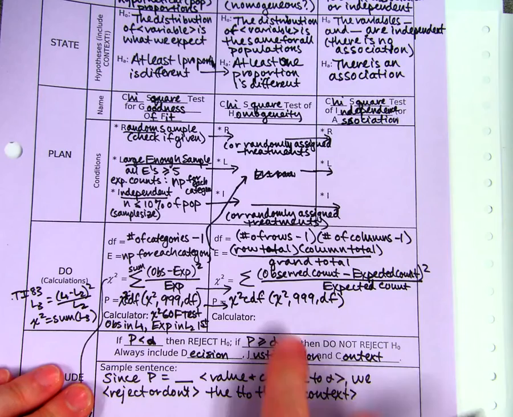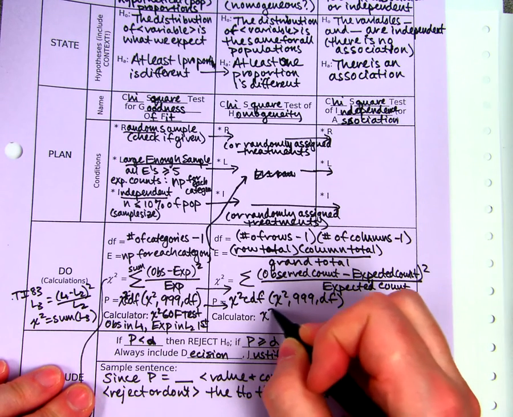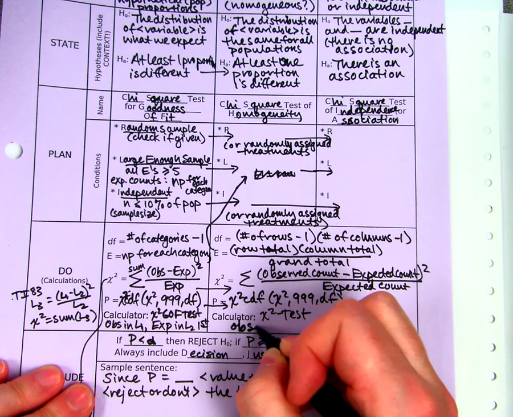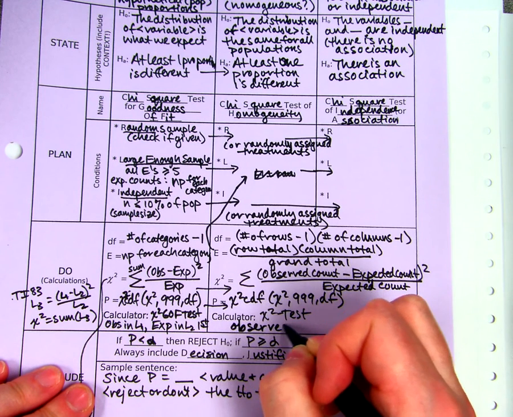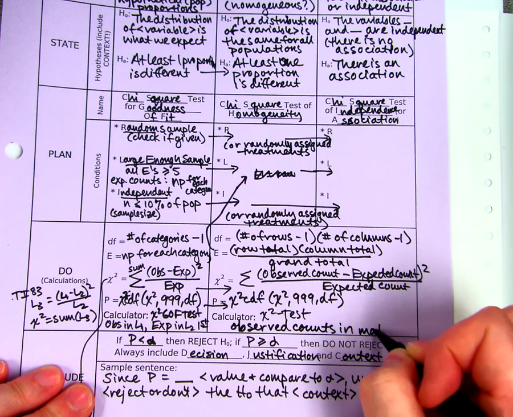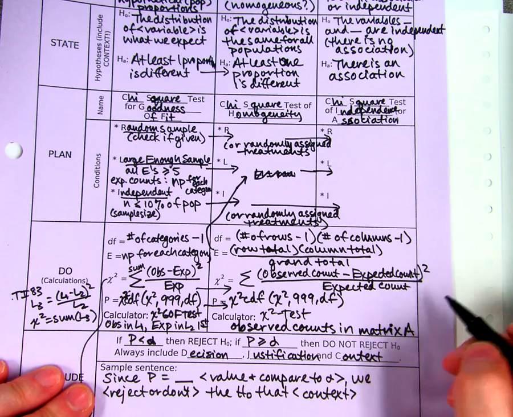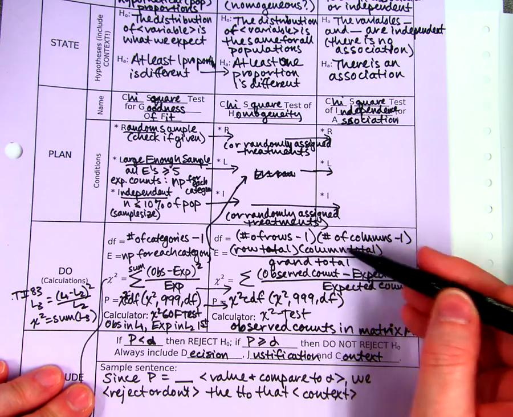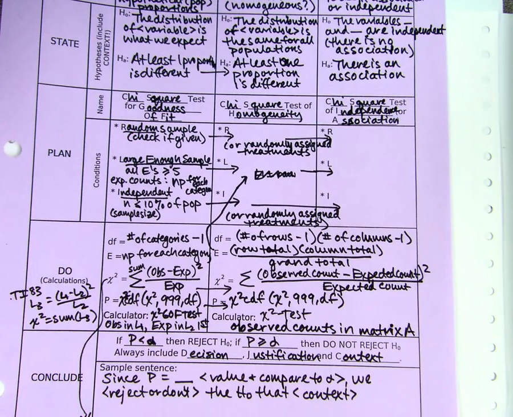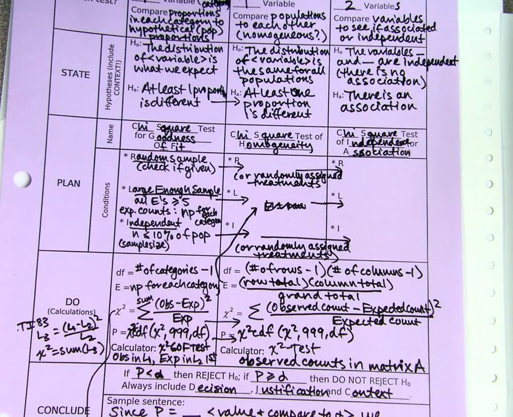Calculator shortcut, this one's on both the TI-83 and the TI-84. It's just called a chi-square test. And you put your observed counts in matrix A. And then the calculator fills in matrix B with the expected counts by using this formula, and you don't have to do that. The conclusion is the same, so that's like super fast chart because it's so much the same as what we've done before.